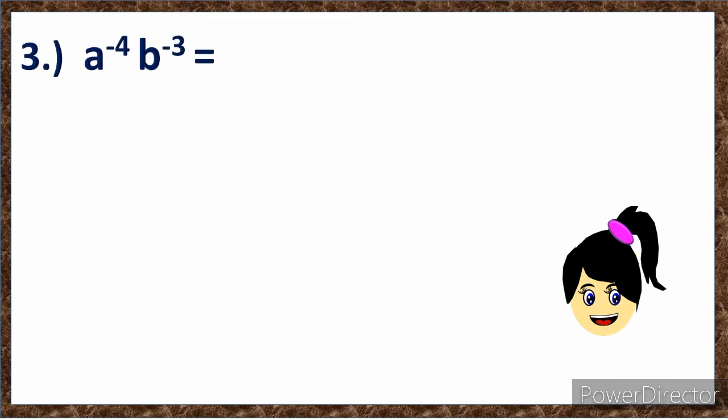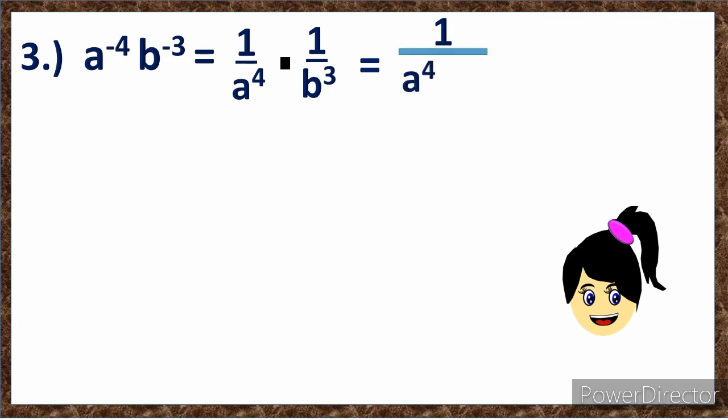Next, number 3, a raised to negative 4, b raised to negative 3. Then, it is equal to, by the negative exponent, 1 over a raised to 4 times b raised to negative 3, which is 1 over b cubed. And then, we multiply. 1 times 1 equals 1. And a raised to 4 times b cubed is a raised to 4 b cubed. So that is the answer for a raised to negative 4, b raised to negative 3.